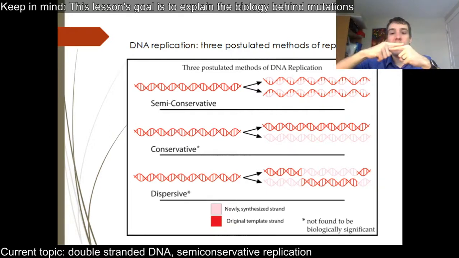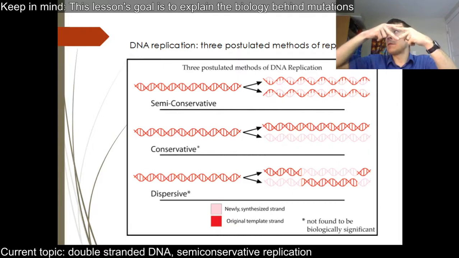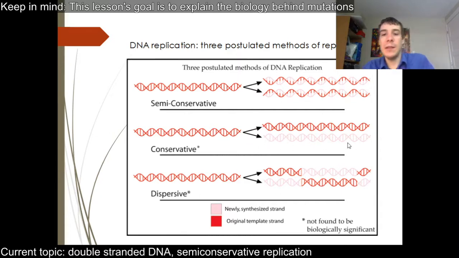The other option would have been conservative, where you've got your two strands, and somehow it would make a second pair, and then these two would go up this way and these two would go down this way. It's easier to see on the diagram here. It would conserve the entire original strand as an original, and there would be an entire copy in the second cell when the DNA replicates.